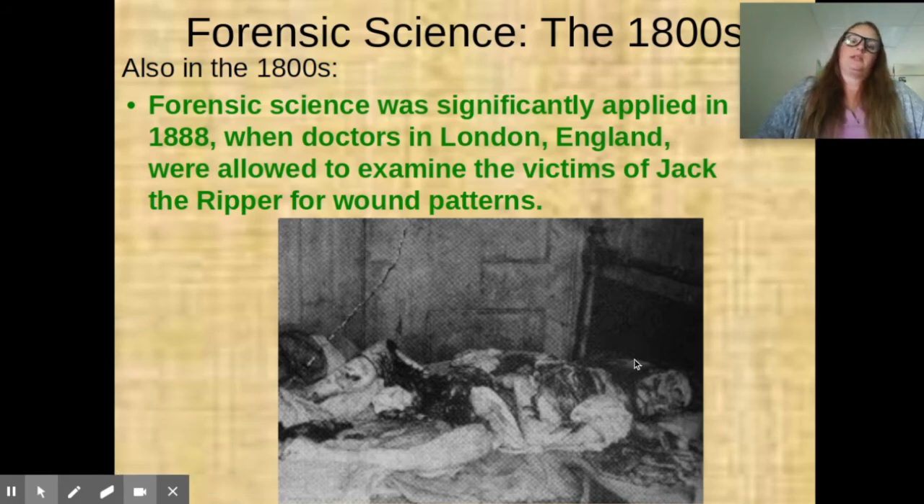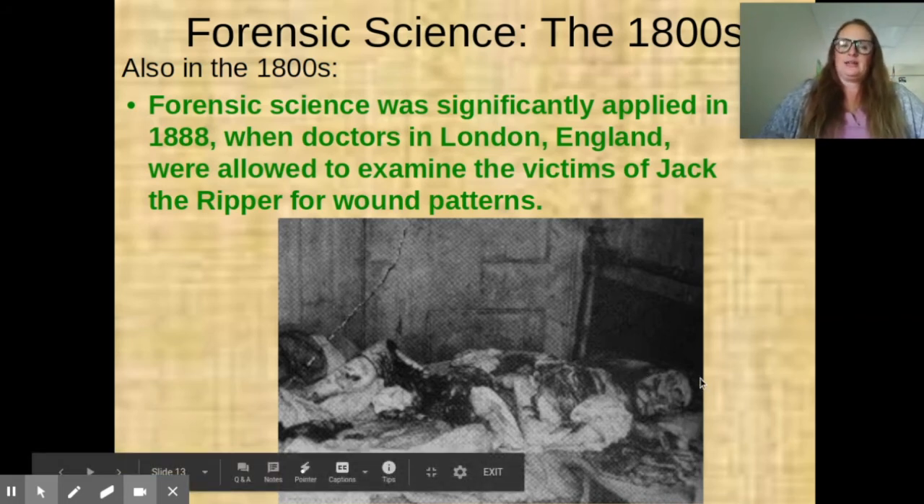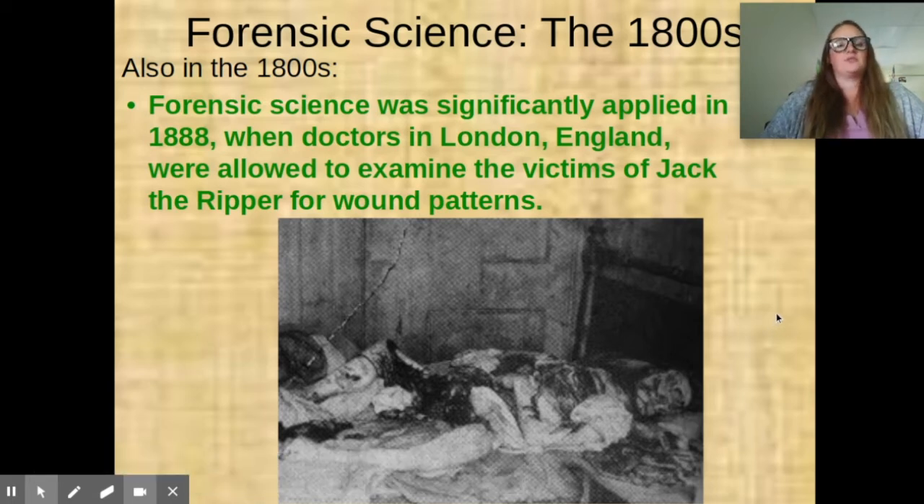Forensic science was significantly applied in 1888 when doctors in London, England, were allowed to examine the victims of Jack the Ripper for wound patterns. So they're looking at wound patterns, they're looking at what kind of weapon made the patterns or what was used to cause these injuries.